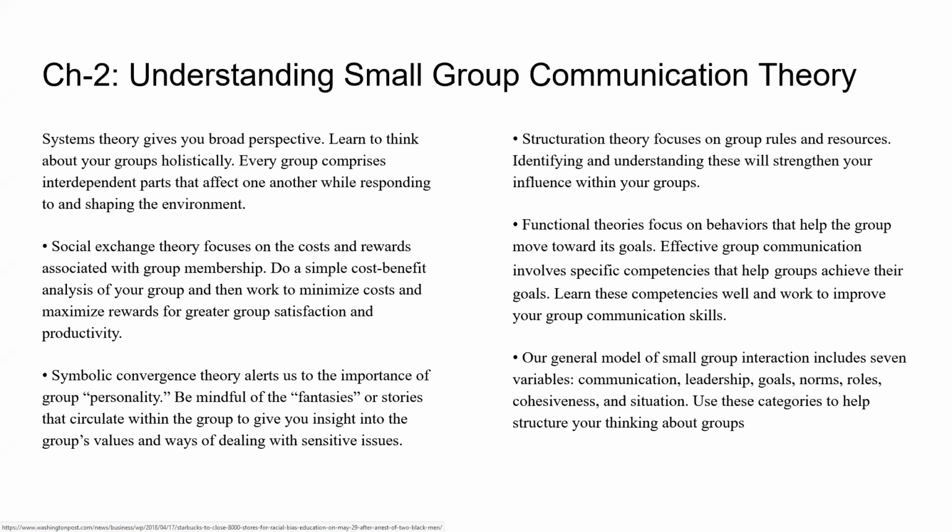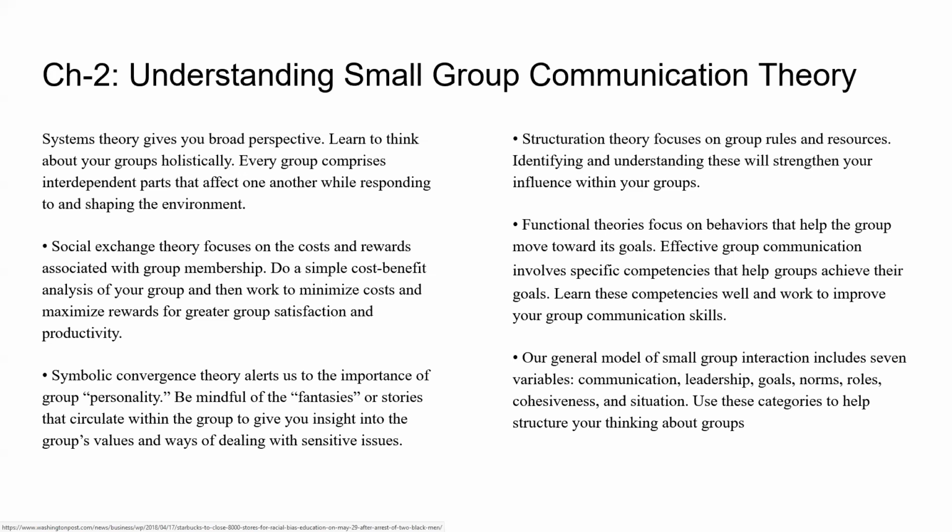Social exchange theory focuses on the costs and rewards associated with group membership. Do a simple cost benefit analysis, or CBA, of your group, and then work to minimize costs and maximize rewards for greater group satisfaction and productivity. Symbolic convergence theory teaches the importance of group personality. Be mindful of the fantasies or stories that circulate within the group to give you insight into the group's values and ways of dealing with sensitive issues, right? My examples there were like Burning Man or EDC.